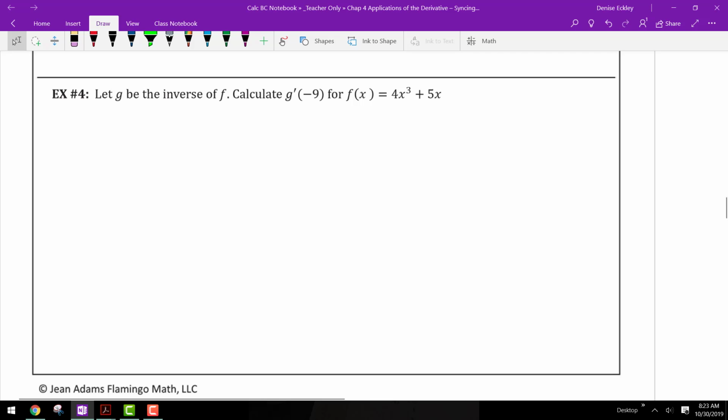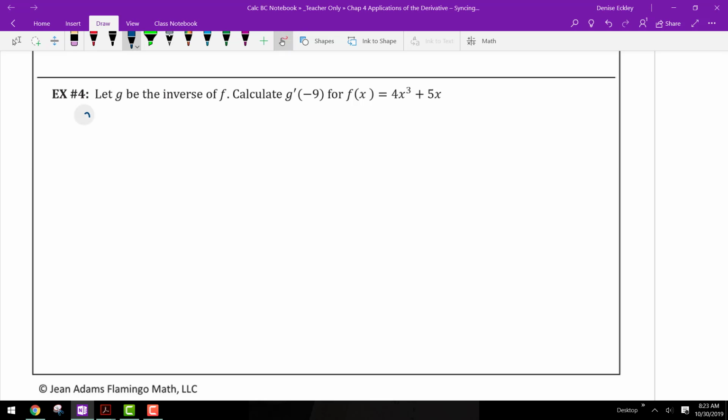Let g be the inverse of f. Calculate g prime of -9 for f of x equal to 4x to the third plus 5x. So we can go through the steps. You can do the first two steps in either order. Sometimes you want to find what your x is first, sometimes you want to find the derivative. It doesn't matter. So I'm going to go ahead and find the derivative first.